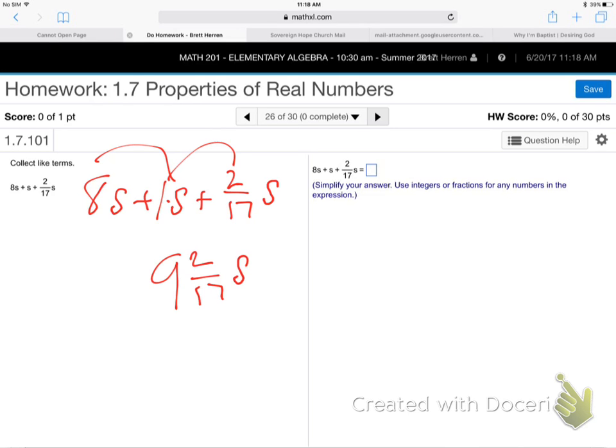We can't leave it that way. Why not? Because they say they want fractions. They don't want mixed numbers. The blue line always tells you the format they want it in. If you're not clear what that means, you can click on question help, show me an example, and you would see the look they want.